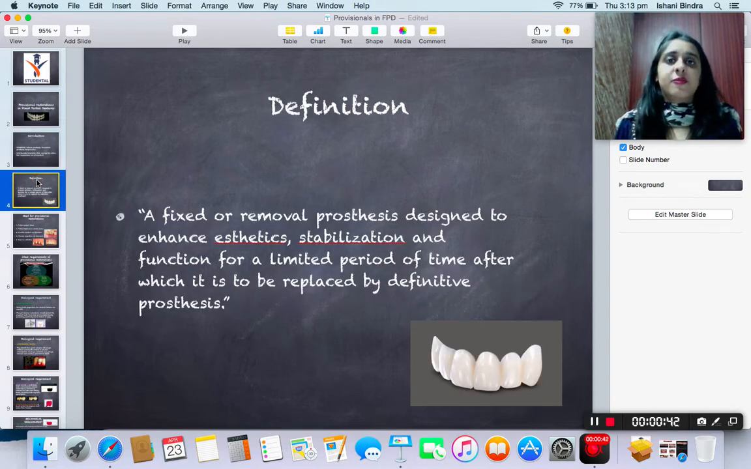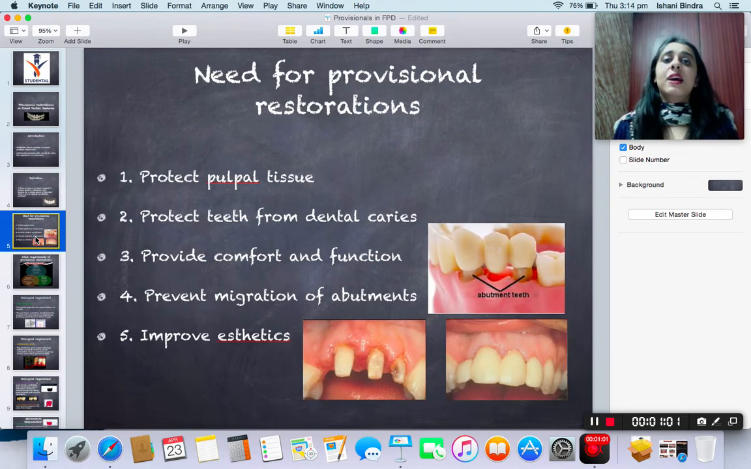According to the Glossary of Prosthodontic Terms, a provisional restoration may be defined as a fixed or a removable prosthesis designed to enhance aesthetics, stabilization, and function for a limited period of time, after which it is to be replaced by a definitive prosthesis. So why do we need these provisional restorations?